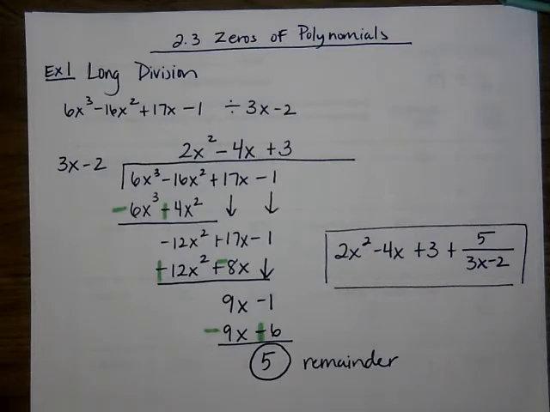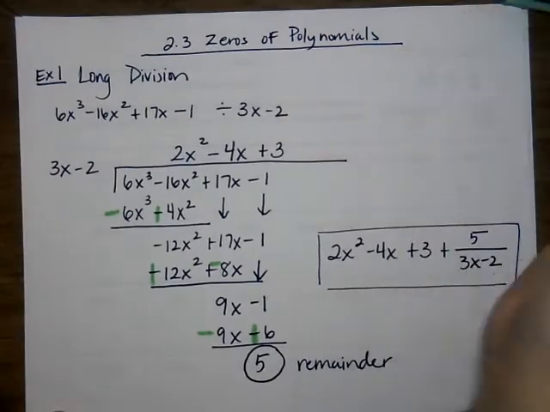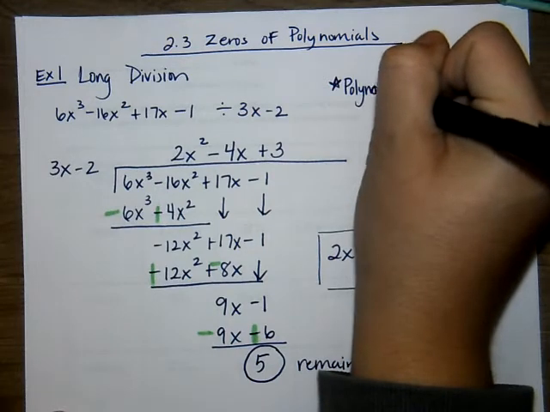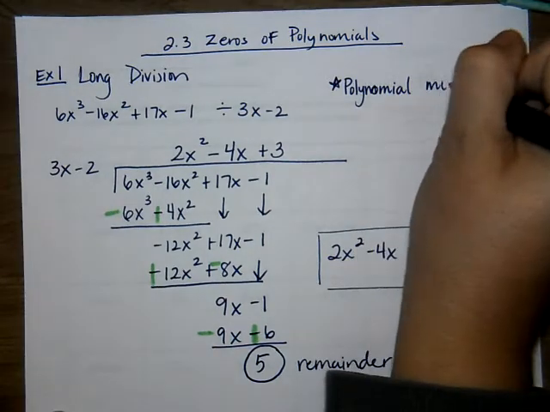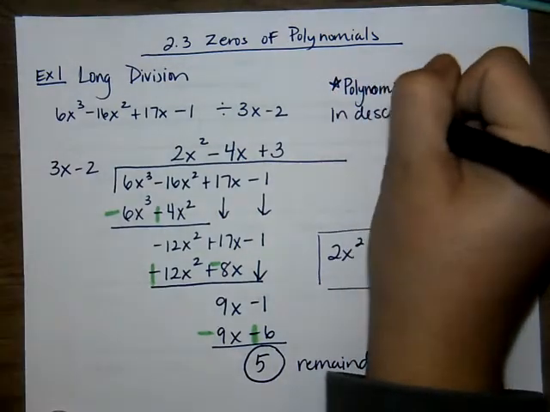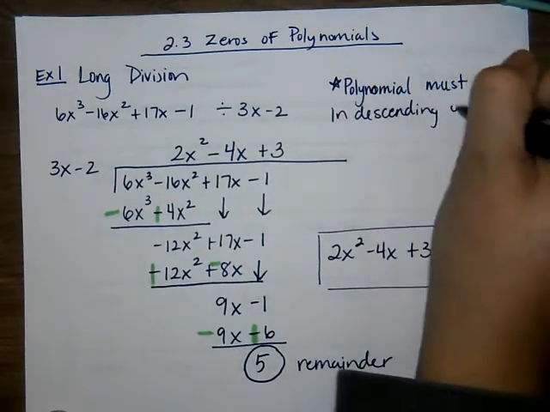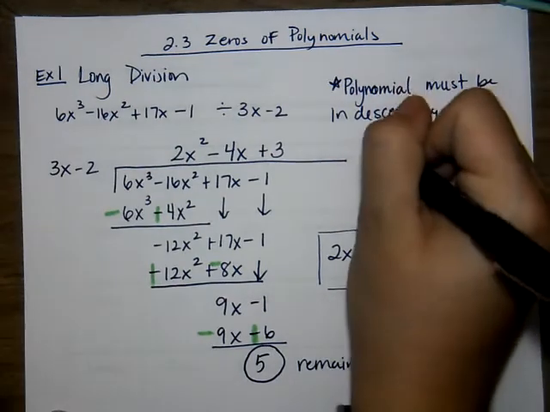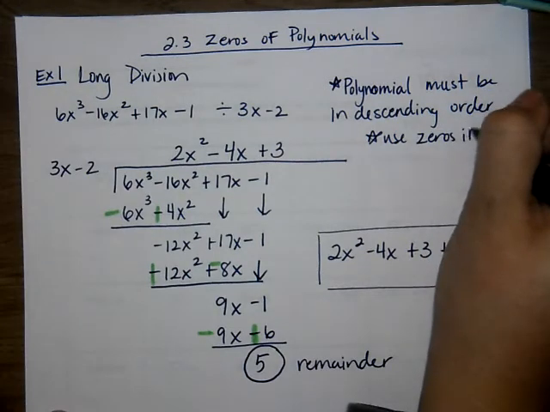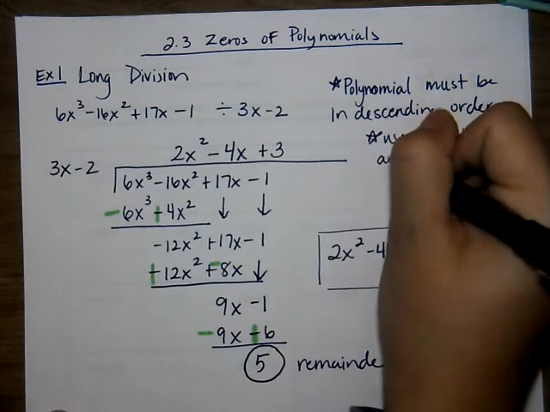By show of hands, how many people remember this? Okay. It'll come back to you after you try it a couple times. It's like that same pattern over and over again. I want to make a note, though, of a couple things. The polynomial must be in descending order. And, like I said, you use zeros if you are missing a term.